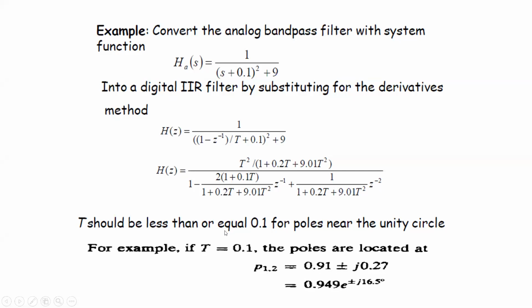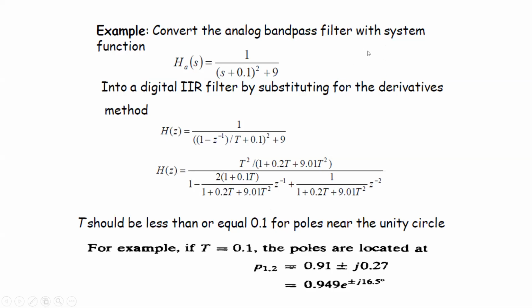So what we have actually done is we started with the system function of the analog filter. We used this transformation of approximation of derivatives, and we replaced s with this factor, and we obtained the digital filter. We obtained the transfer function of the digital filter, and we also obtained the poles. But I have already explained to you the problem with this approximation, (1 minus z to the power minus 1) divided by T. What will happen?